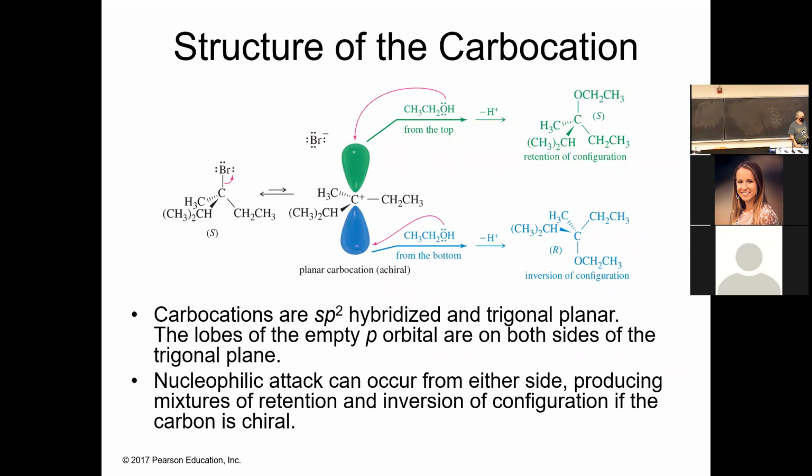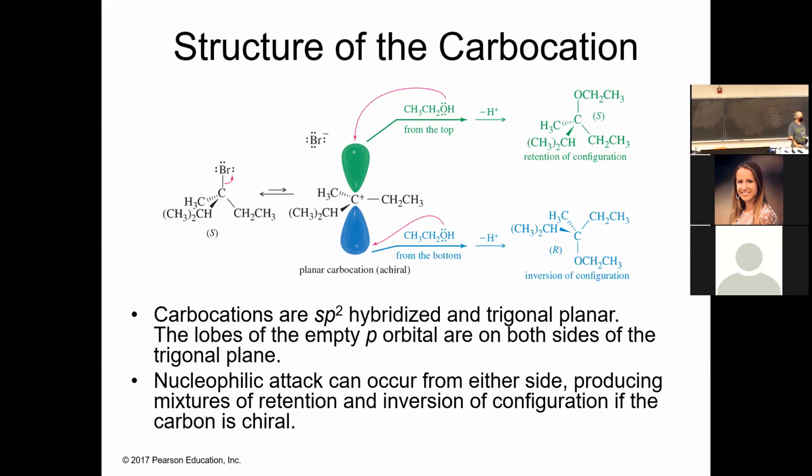So a carbocation is sp2 hybridized. It has a trigonal planar geometry. It has an empty p orbital, which is perpendicular to the sigma bonds. And here we're starting out with a chiral substrate. 4 different groups: we've got bromine, methyl, ethyl, and isopropyl. And our starting material has the S configuration.